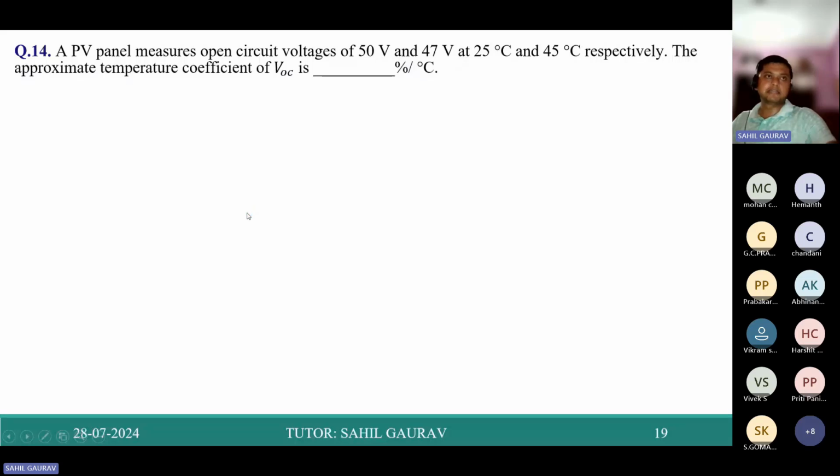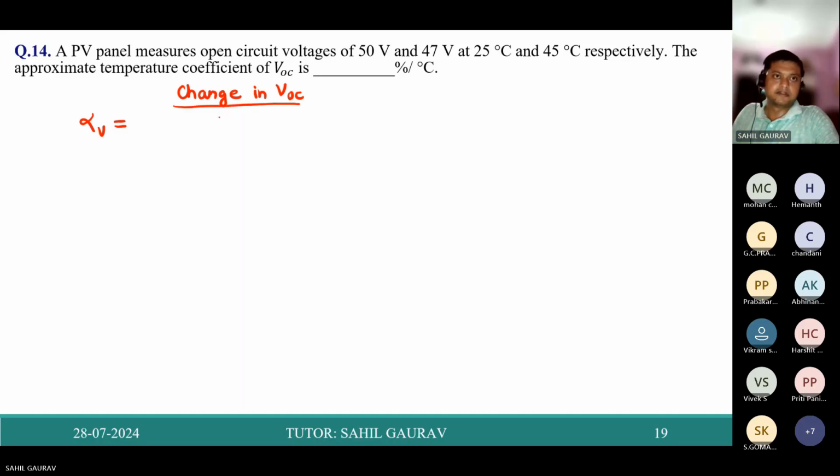The next problem: a PV panel measures open circuit voltages of 50 volt and 47 volt at 25 degrees Celsius and 45 degrees Celsius respectively. The approximate temperature coefficient of VOC is what percentage per degree Celsius? We all know that this is a very simple problem. We have solved similar problems so many times here. We know that the temperature coefficient for open circuit voltage is change in VOC upon VOC at 25 degrees Celsius into 100 upon delta T.